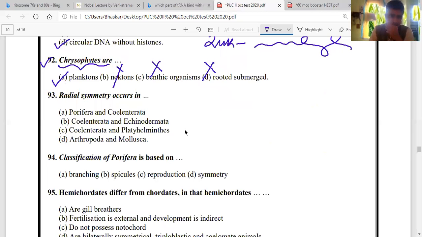Radial symmetry occurs in, you have choices. The porifera is asymmetrical except Scypha, sponges, cnidarians. Okay, that is fine, but you have to check the combination where radial symmetry is found. So you can easily tell that cnidarians and echinoderms have a radial symmetry. In Platyhelminthes, there is a bilateral symmetry and in arthropods too.